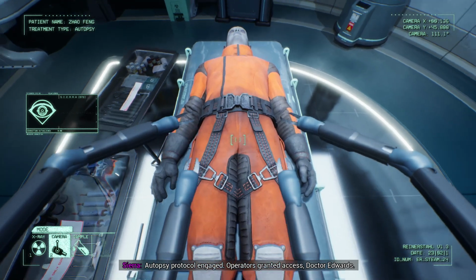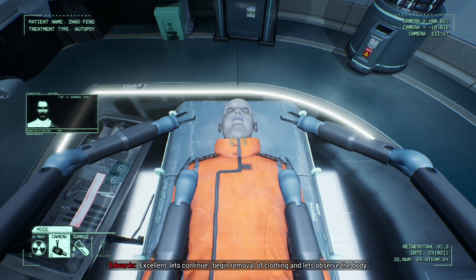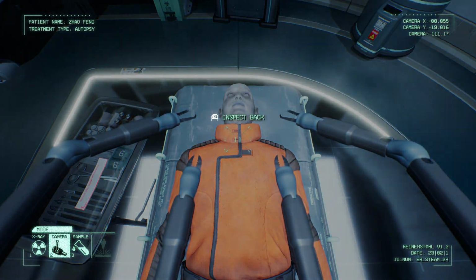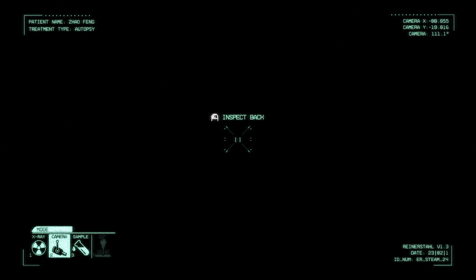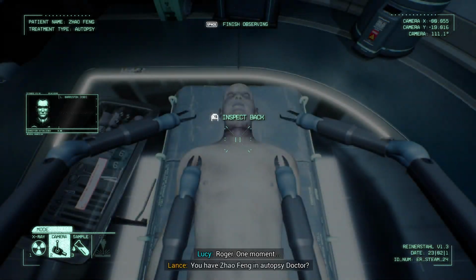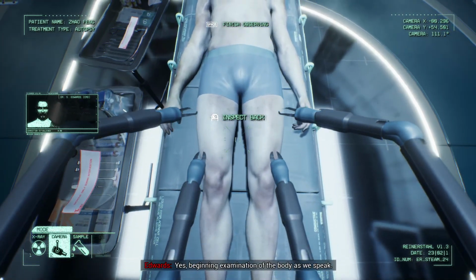Autopsy protocol engaged. Operators granted access, Dr. Edwards. Excellent. Let's continue. Begin removal of clothing and let's observe the body. Barristan is on the comlink, Doctor. Would you like to speak to him? Yes, patch him in. He can listen in as we examine. Roger. One moment. You have Zhao Feng on autopsy, Doctor? Yes, beginning examination of the body as we speak.